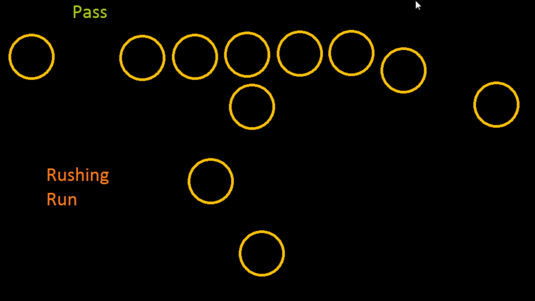So the center is going to snap the ball to the quarterback, and then the quarterback is going to turn around, and the halfback is going to start running forward. As he's going by, the quarterback is going to hand the ball off to the halfback. And so we would call this a handoff.